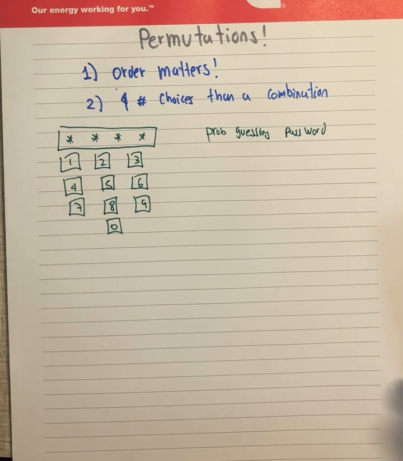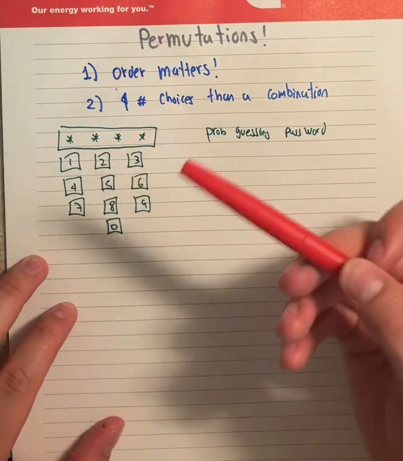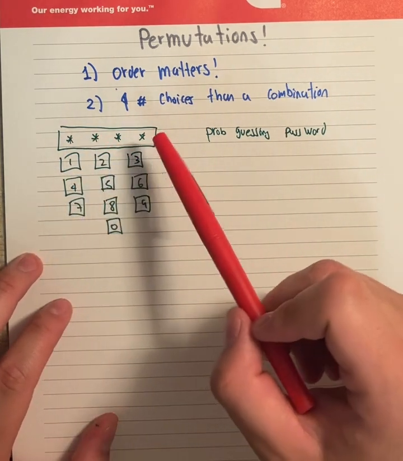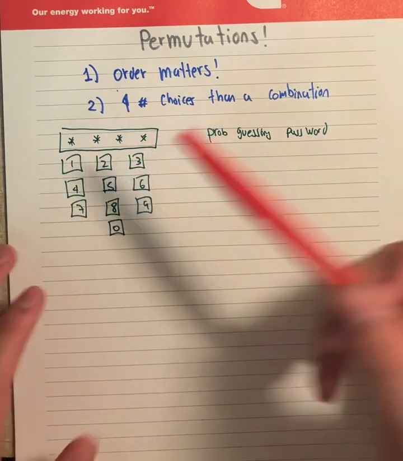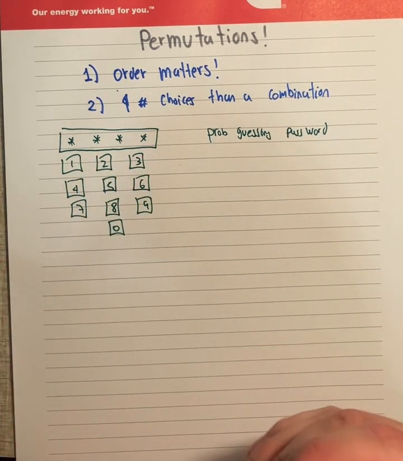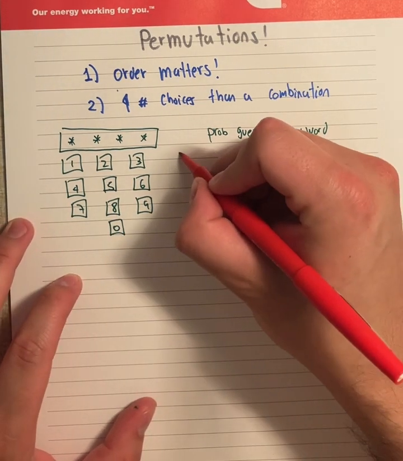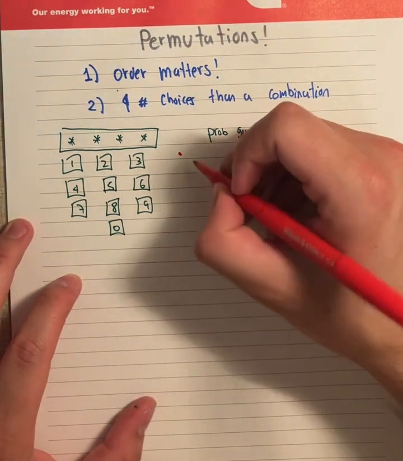So there are a couple of things that we have to take into account, right? Let's first start by assuming that you can have duplicate numbers in your password. Let's say that you can have 1134 or 3378 or something like that, right? You can have duplicate numbers. In other words, you are doing this with replacement.